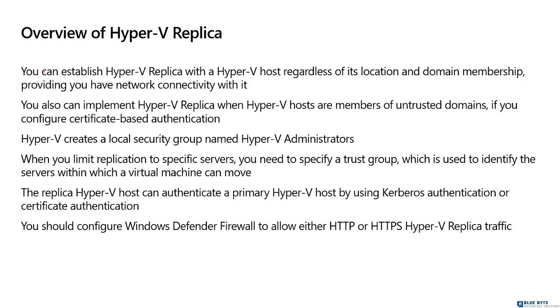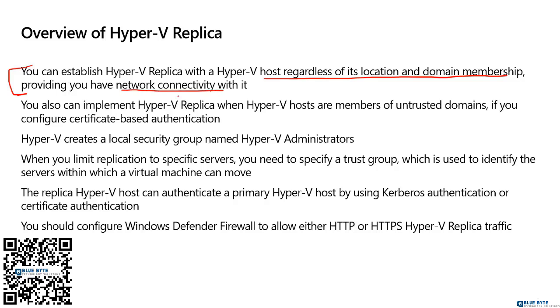Some facts to keep in mind about the Hyper-V replica. You can create a replica with another Hyper-V host regardless of its domain membership. So it could be in a completely separate domain, a completely separate forest, could even be in a workgroup. So it's not required that they be a member of the same domain. They simply have to have a network connection between the primary and the replica.